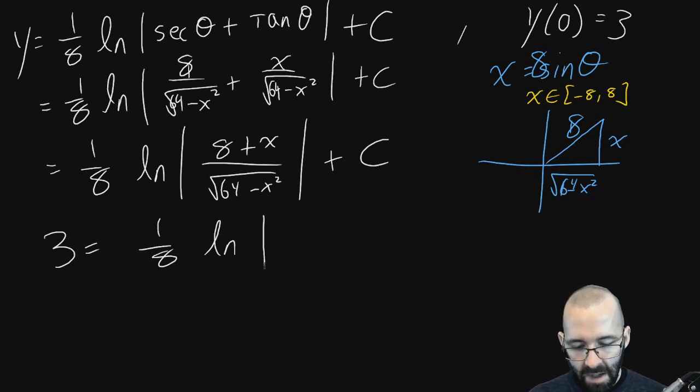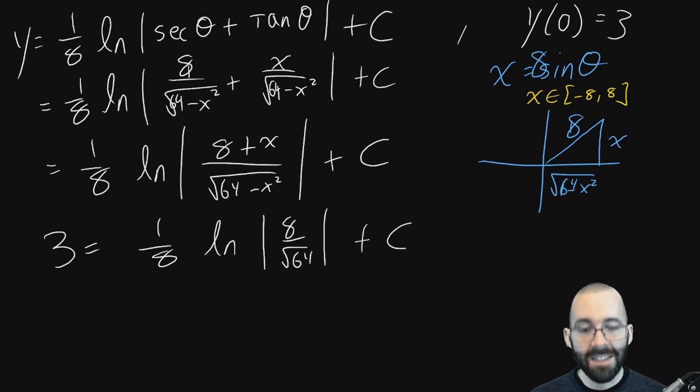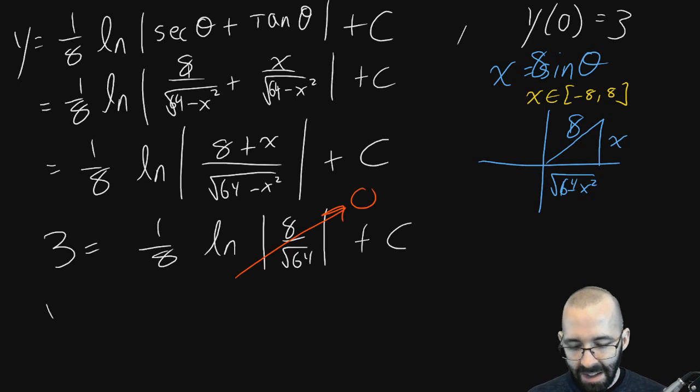Natural log of... oh, never mind. Hold on. When x is 0, this is 8 over the square root of 64. It's just... Oh, look at this. That's 8 over 8. Natural log of 1. Natural log of 1 is 0. So c is just 3.